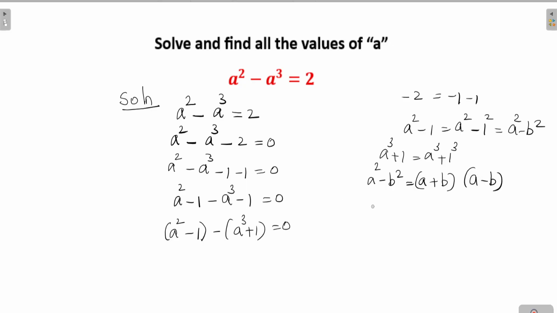So what about a cube plus b cube? A cube plus b cube equals a plus b into a square minus ab plus b square. So we are going to apply this identity to a square minus 1 and a cube plus 1. So let us apply these identities.